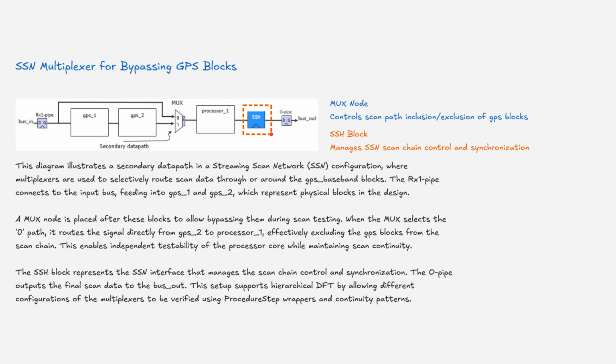The SSH block represents the SSN interface that manages the scan chain control and synchronization. The O pipe outputs the final scan data to the bus out. This setup supports hierarchical DFT by allowing different configurations of the multiplexers to be verified using procedure step wrappers and continuity patterns.